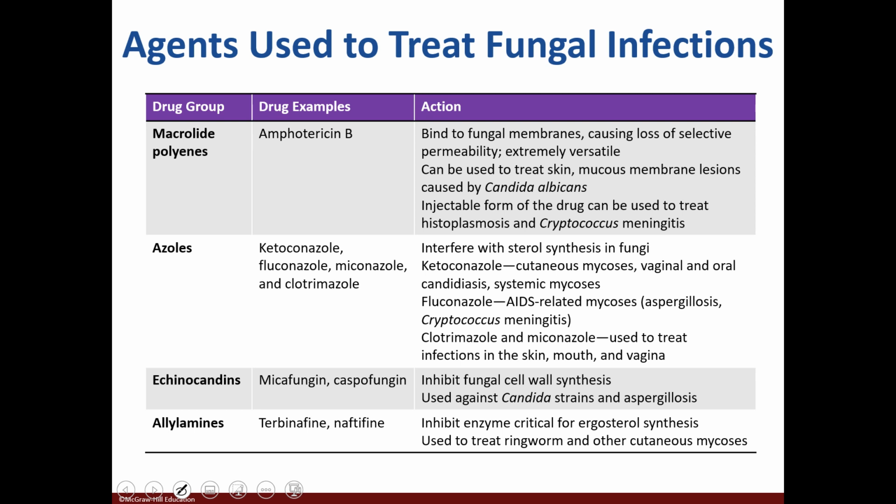Macrolide polyenes target fungal cell membranes and can be used on yeast infections. Azoles target sterol synthesis and work against various types of yeast infections and AIDS-related fungal infections. Echinocandins target cell wall synthesis and can be used to treat Candida infections. Allylamines inhibit synthesis of enzymes necessary for ergosterol. This drug can be used to treat ringworm infections.